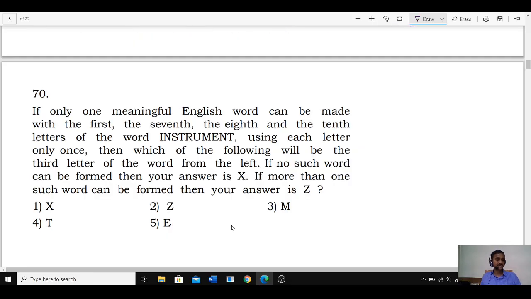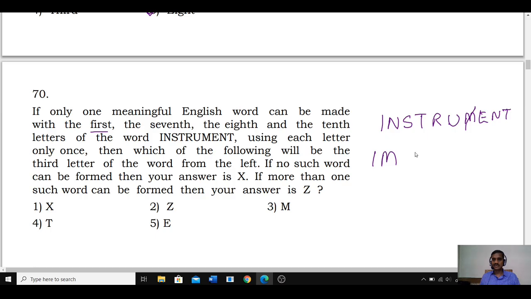Question number 70. Now in this question number 70, if only one meaningful English word can be made with the first instrument. What is the word we have? Instrument. Which letters are we asked to take from the word instrument? 1, 7, 8 and 10. That means we have 4 letters, I M E T.